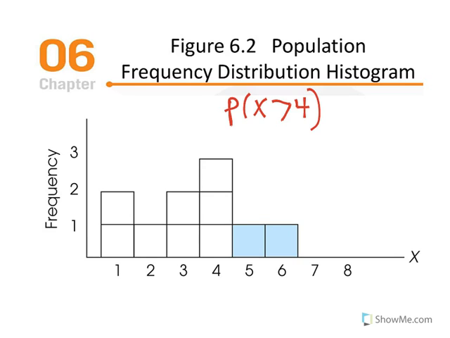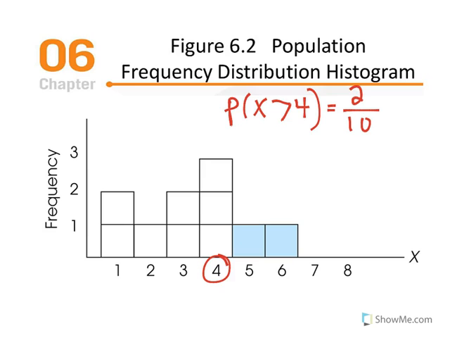In order to calculate this, we need to figure out how many scores are above 4. We have the shaded scores of 5 and 6, so there are 2 scores above this score of 4. And now we need to know how many total scores there are in this distribution. That's just the total frequency denoted in our histogram. Each box is a frequency, so we would just count up how many frequencies we have, and that is equal to 10. So 2/10 of this distribution is reflected by scores above 4.